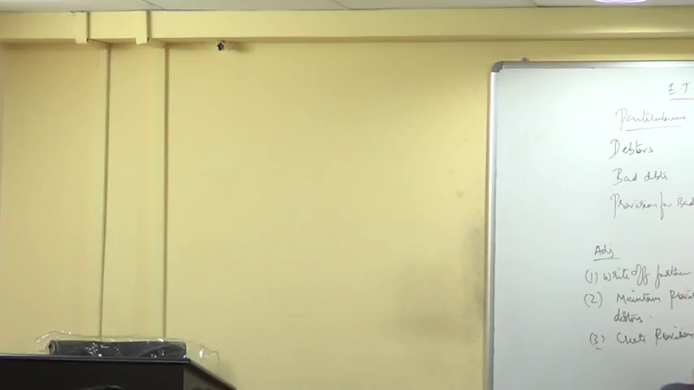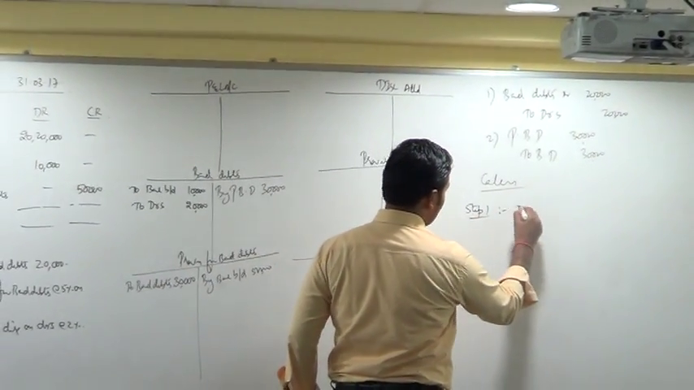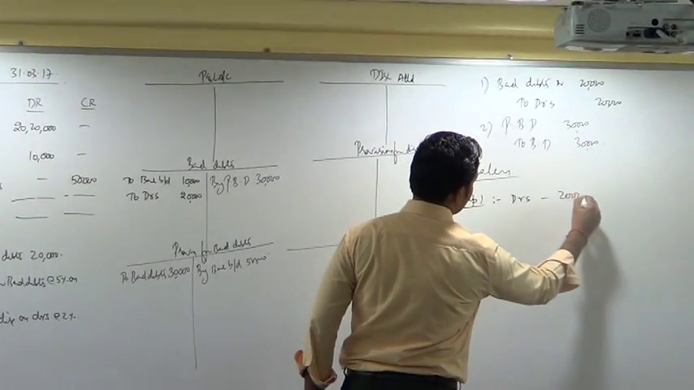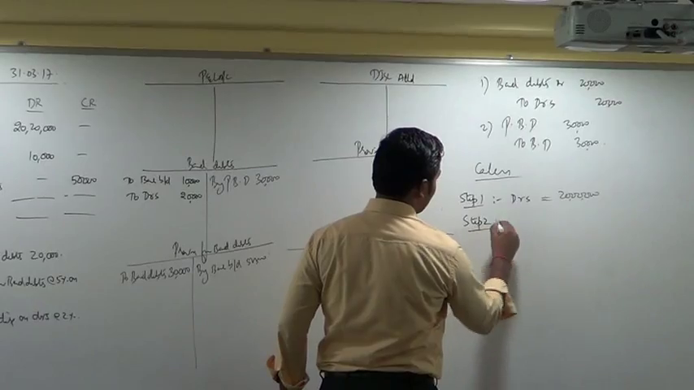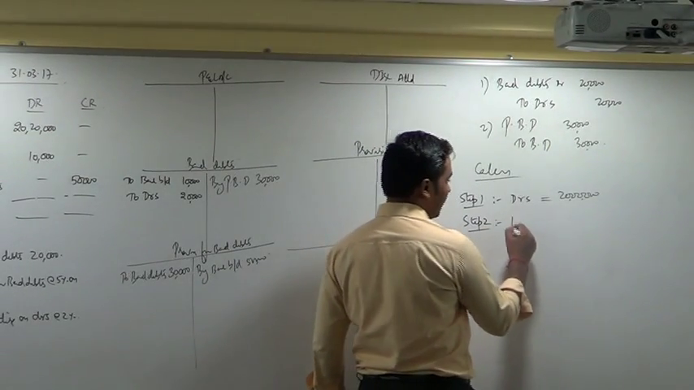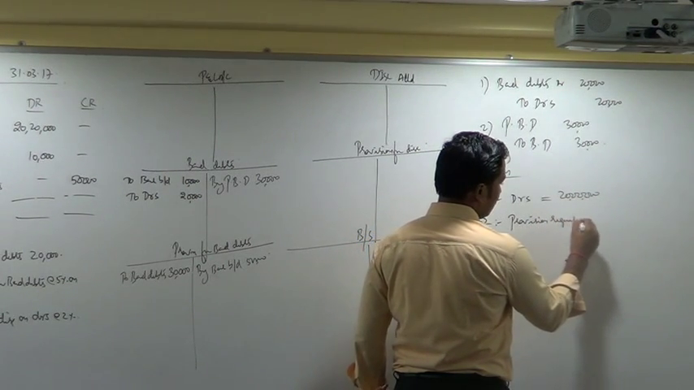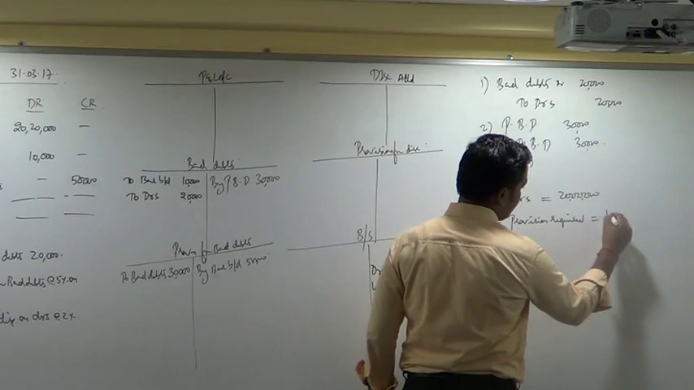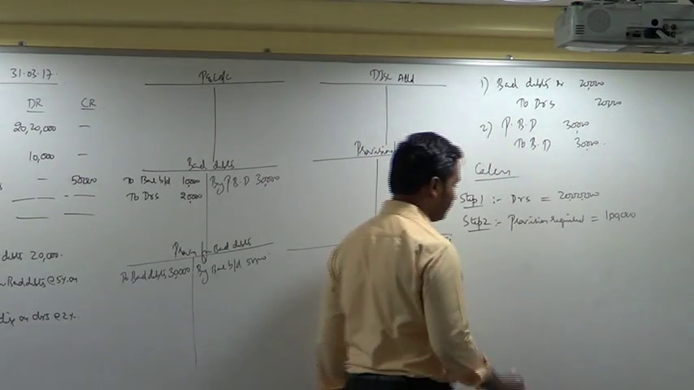Step 1. What is step 1? Debtors. How much is it? 20 lakhs. Step 2: provide 5%, total provision required. 20 lakhs into 5% is 1 lakh.